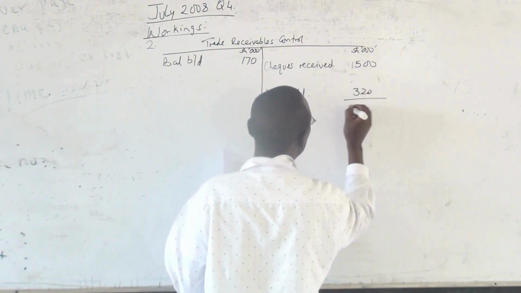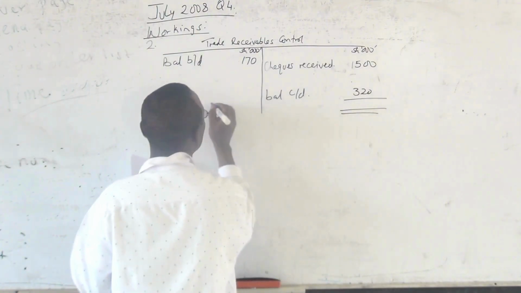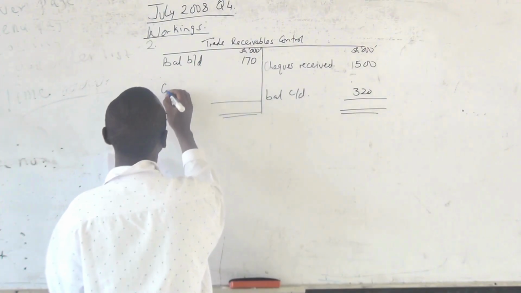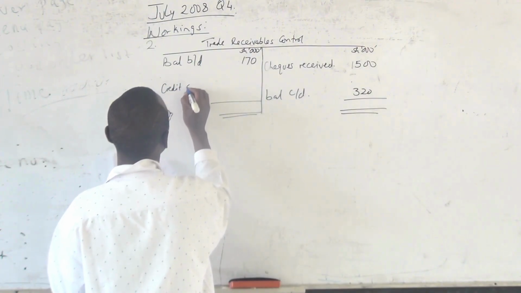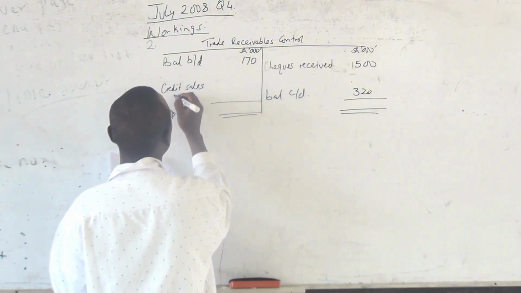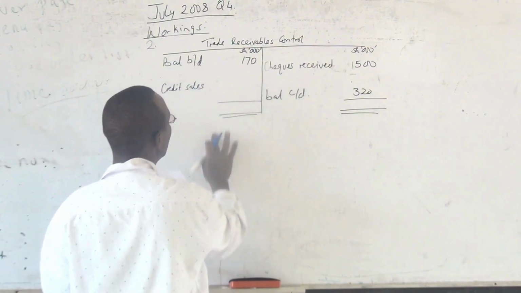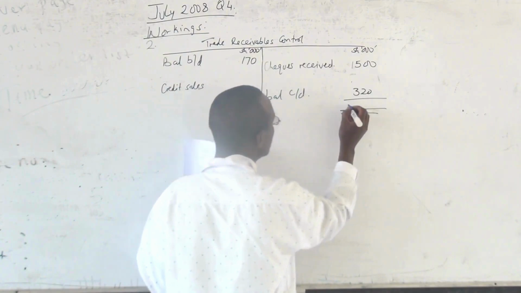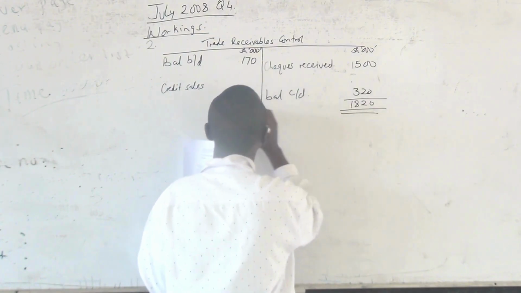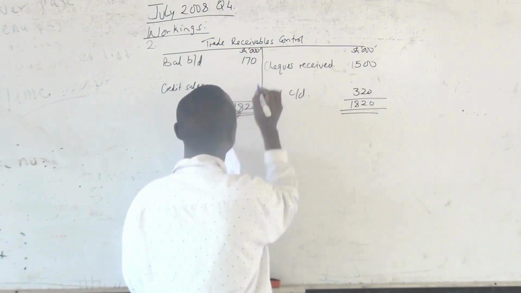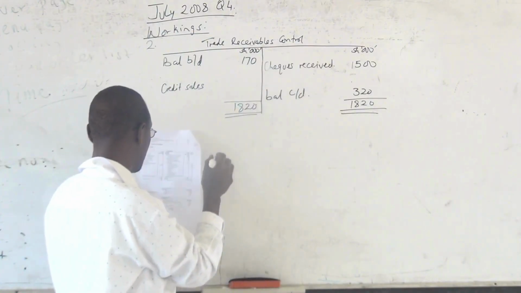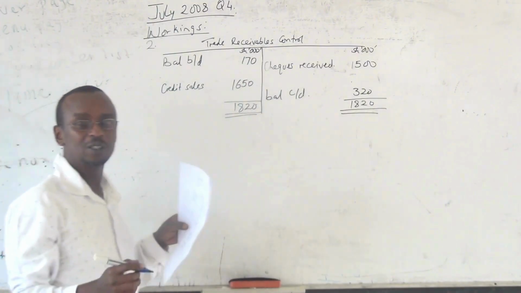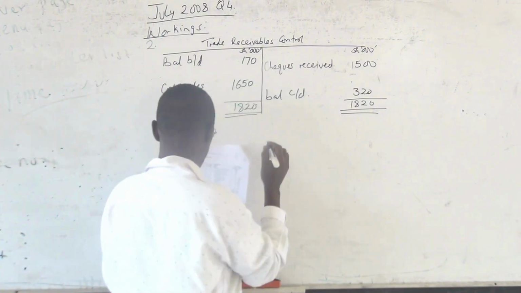So the difference will be credit sales. That is the balancing figure will be there. Credit sales. So this one is 1820. So our credit sales here will be 1650. Then now to get purchases, we do what?